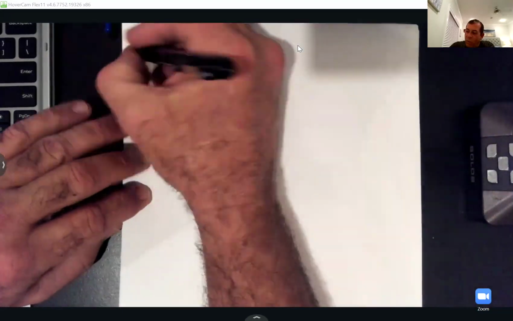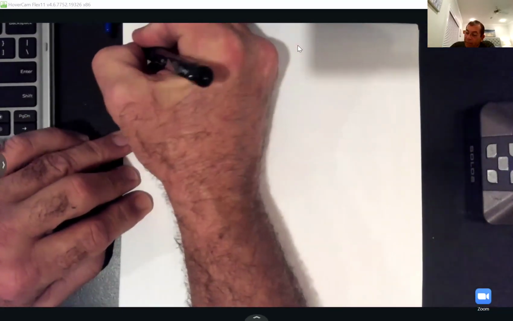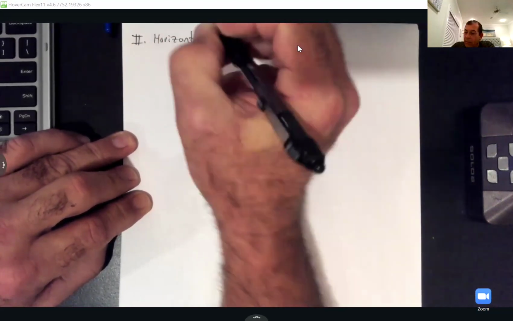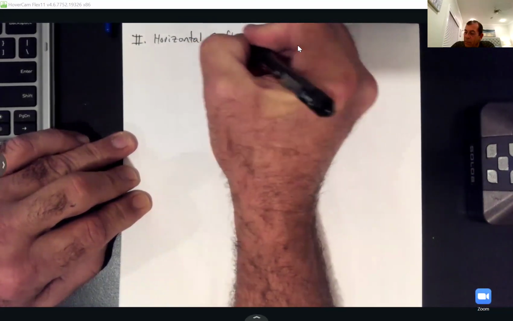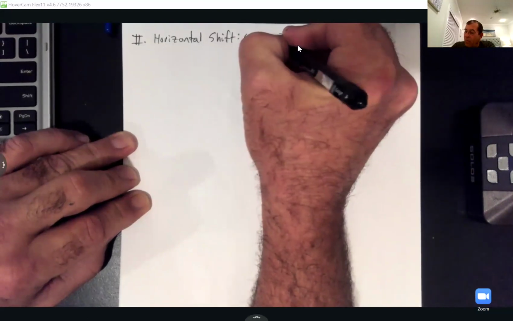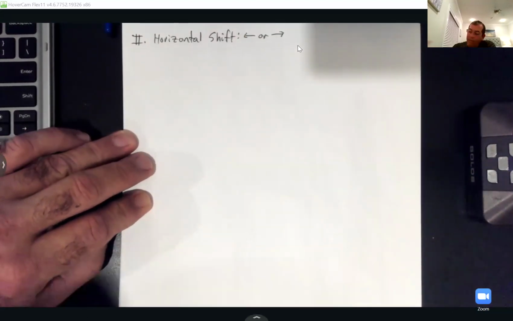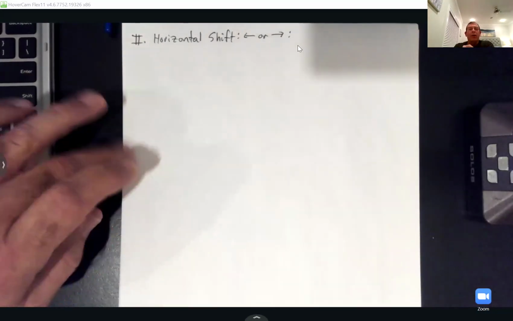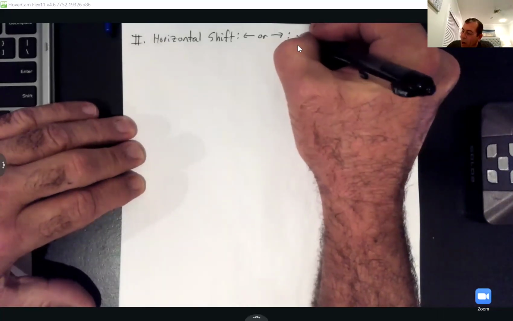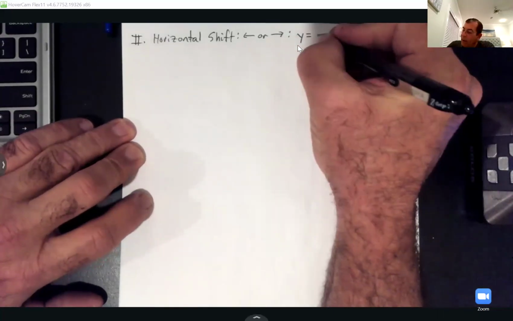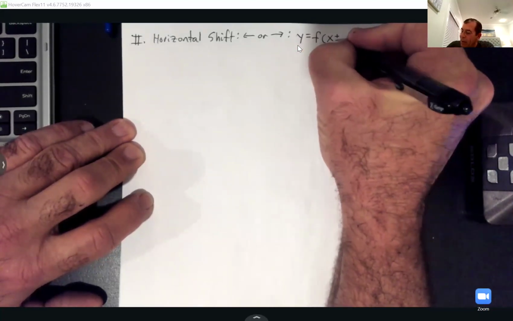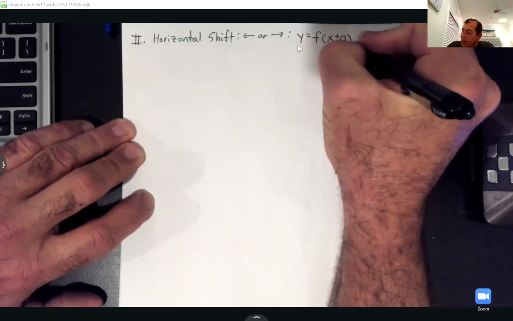All righty, second transformation. This is a horizontal shift. So horizontal will be either left or right, okay? So to make my graph move left or right, it will be in this form: y equals f of x plus or minus a.